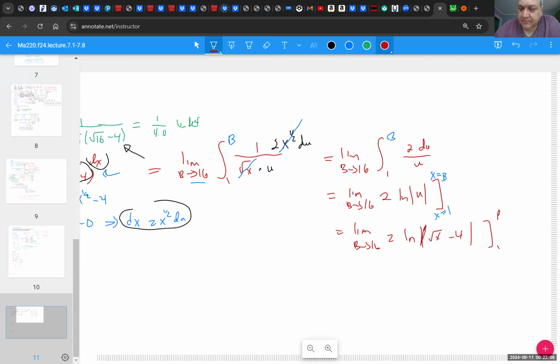from 1 to b. Now I plug in the numbers, b and 1. So I get 2. If I plug in 16, I get ln of square root 16 minus 4. And I plug in 1, I get ln of square root 1 minus 4. So I plug in my two limits, and then I have to find out what happens as b tends to 16, right? B is getting closer and closer and closer to 16.